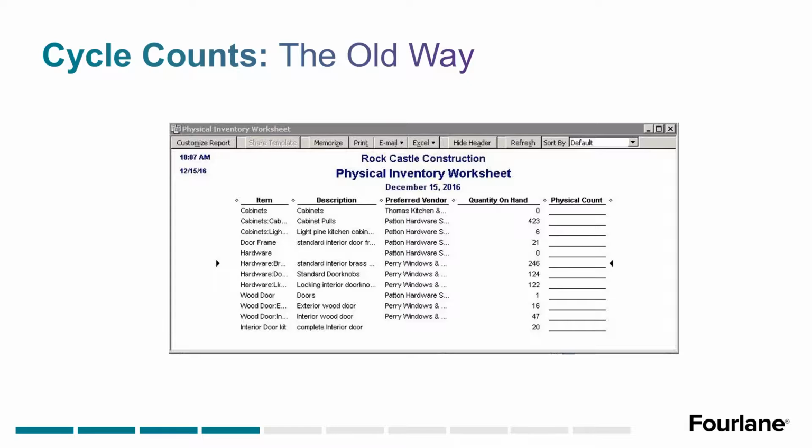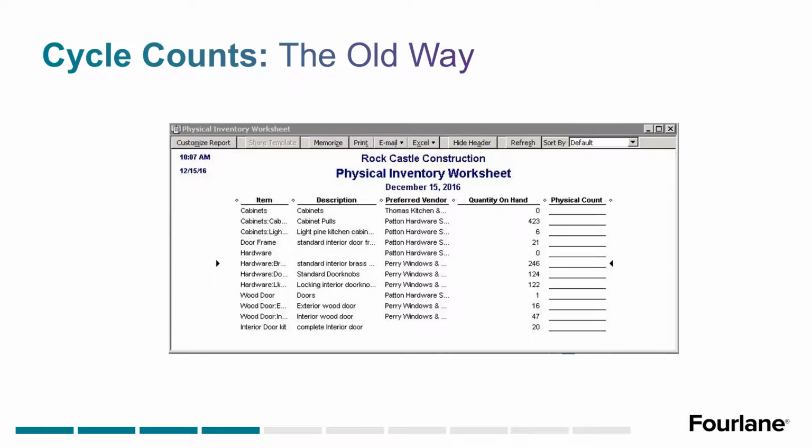You probably need to count your filters more frequently than your AC units because you utilize them more, and you need to be sure you never run out of stock for your techs. The filters you may put on, let's say, a bi-weekly cycle count, but the AC units may be a quarterly cycle count because we don't run through them as quickly. So that's the background on cycle counts.